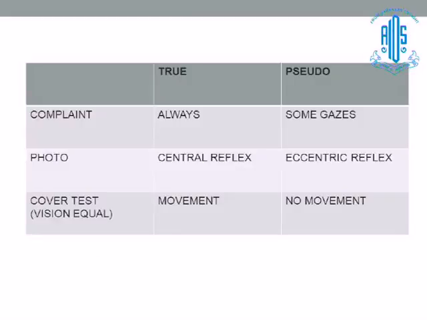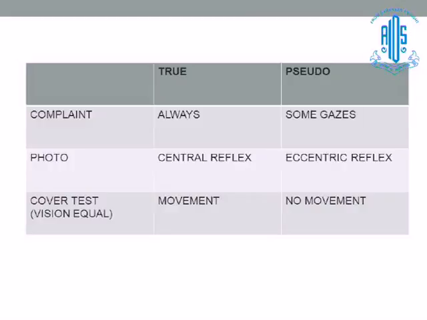Now, the first thing that you have to do is do an alternate cover test. The video for that has unfortunately not got loaded. So, you just do an alternate cover test and check for eye movements. Now, having said that, first we'll discuss true versus pseudo squints.